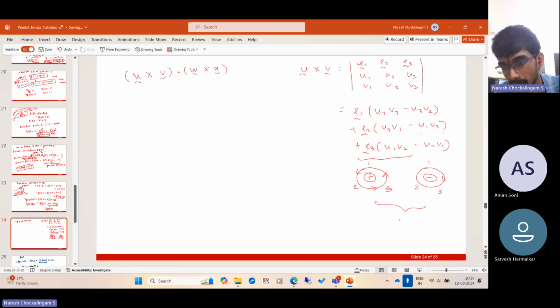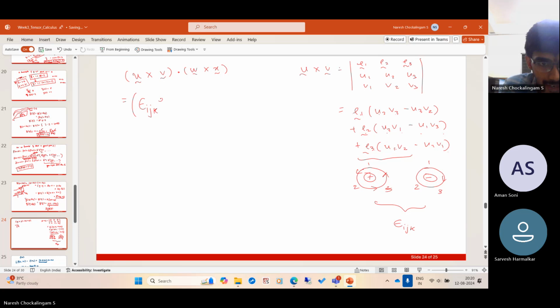So this can be concisely represented by the permutation symbol. The cross product you can write as epsilon ijk ei, with the first term being 1, 2, 3, right, uj vk. For the other cross product, you cannot reuse the same indices because ijk are already used, so use some other symbols. Epsilon pqr, ep, wq, xr.